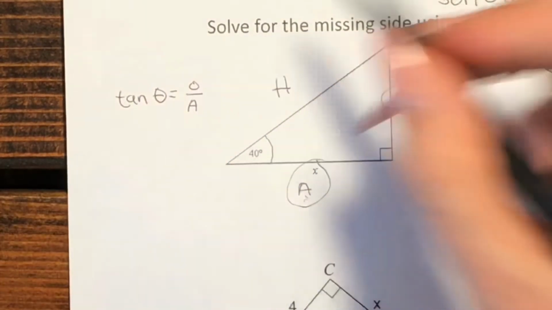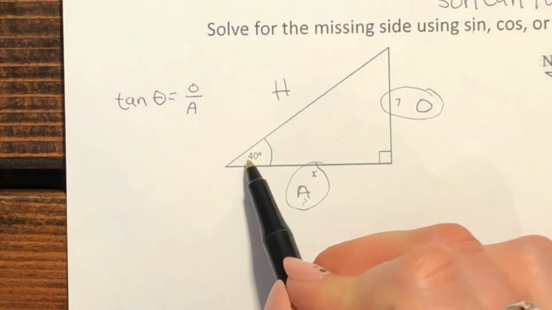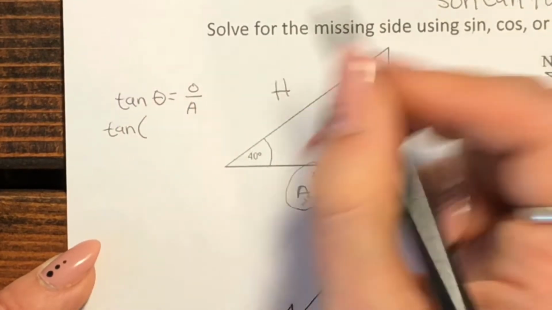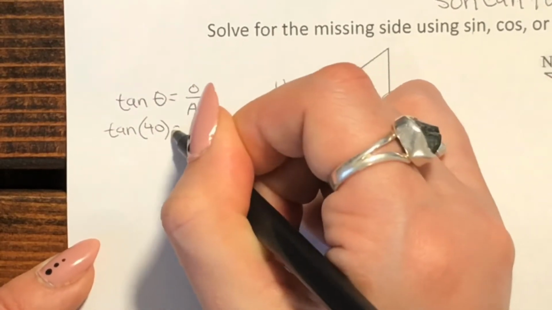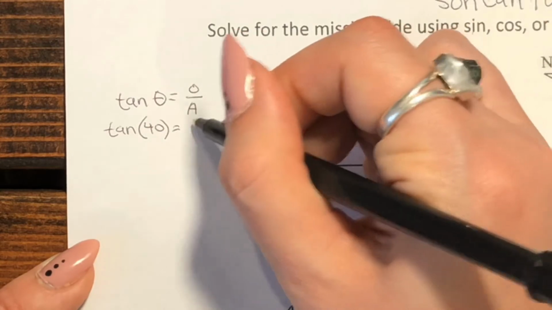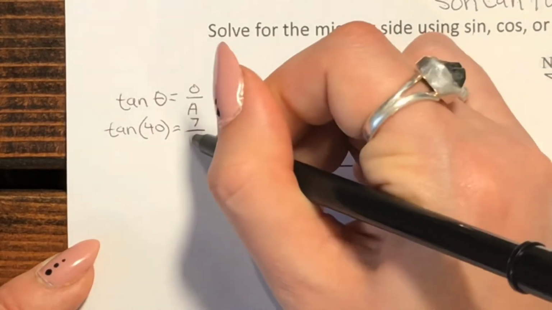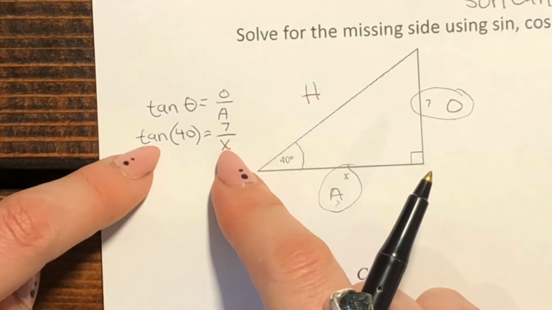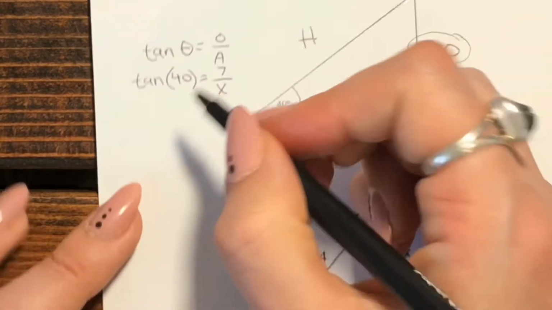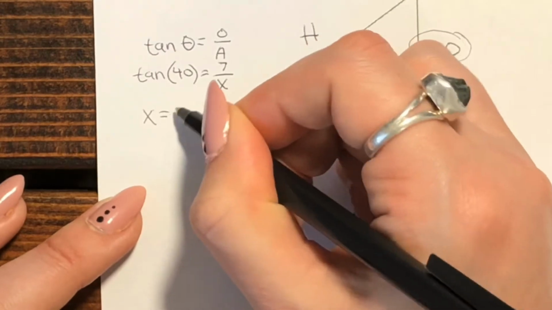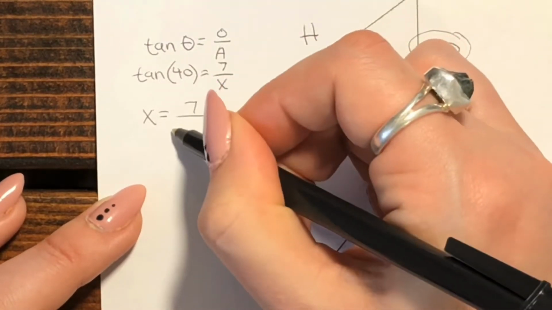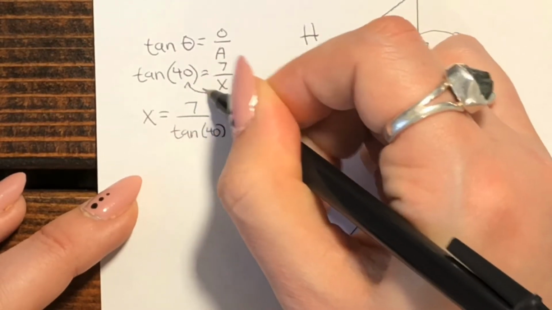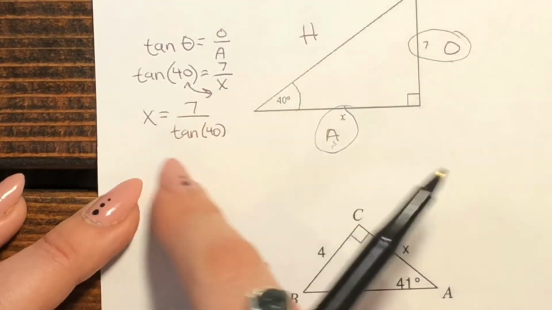So here's our little ratio we want to set up. So I'm going to plug in the angle and the two sides, and we get tangent of the angle, which is 40 degrees, equals our opposite side 7 over the adjacent side x. And then whenever x is in the bottom, again, our little trick is we're just going to switch these two places. So x is going to equal 7 divided by tangent of 40 degrees. So we're just switching their place. And we're just going to throw this into our calculator.